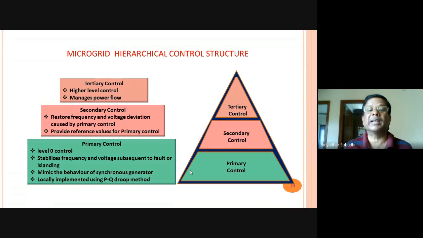And the next level is level 1, that is the secondary control, that basically restores the frequency and voltage deviations that are caused by the primary control. And the secondary control also provides the reference values for the primary control for the voltage and the frequency. And the tertiary control is the highest level control that is responsible for providing the optimal power, for the optimal operating cost for the microgrid.